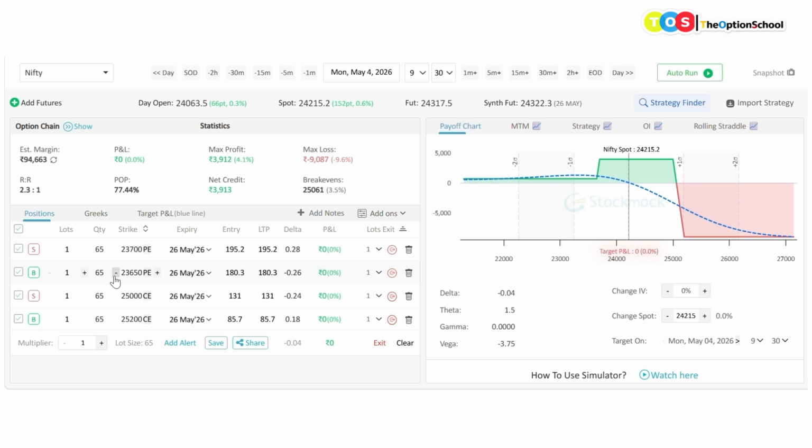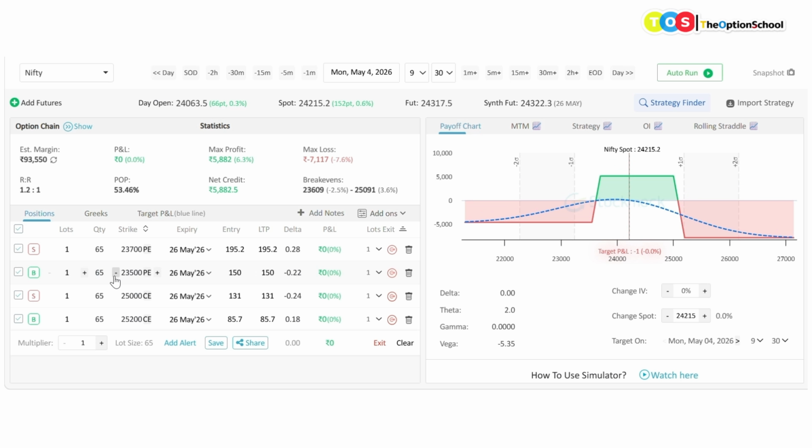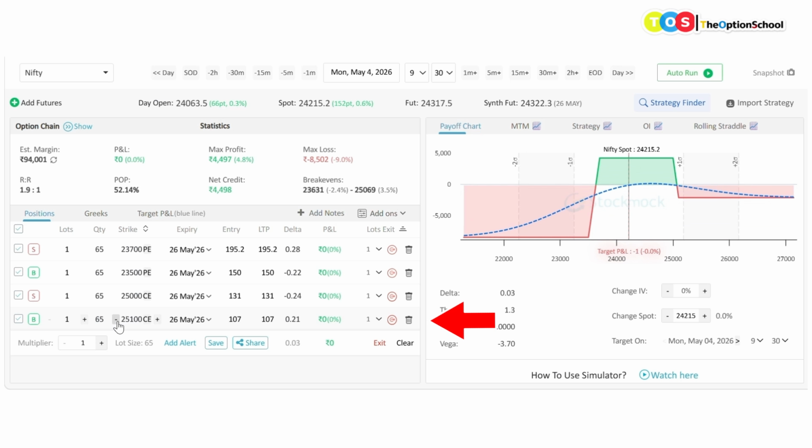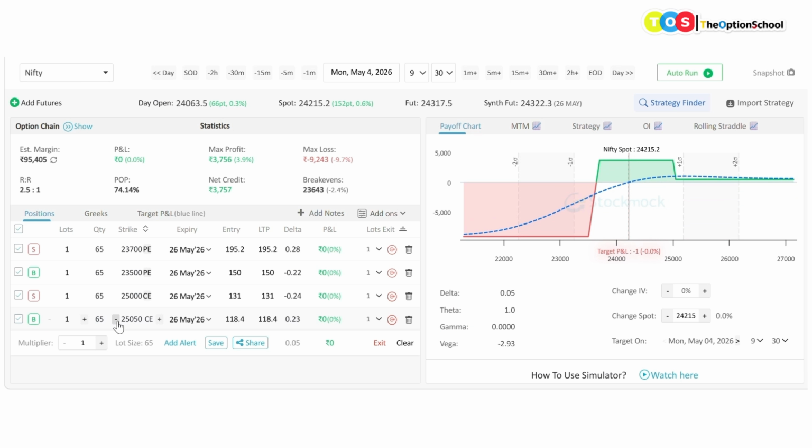So what I will do, I can do different things. I can reduce the put strike. Now I have sold 23,700. I purchased 23,500. And on call side, I can shift my buying just 50 points away. See now, the trade has become bullish.